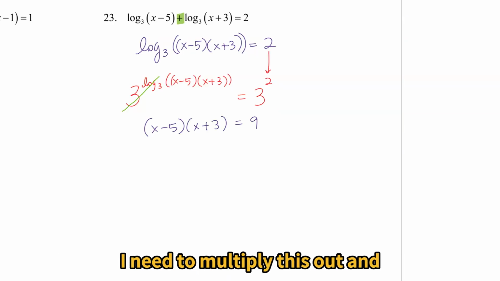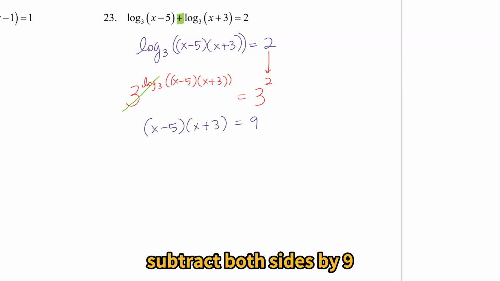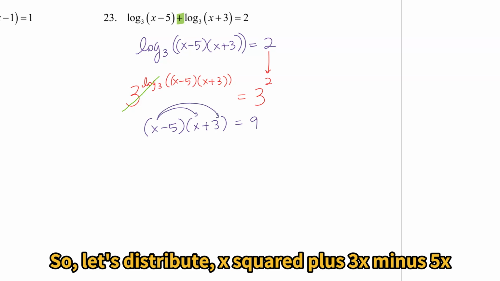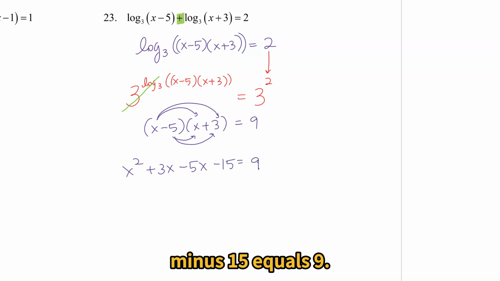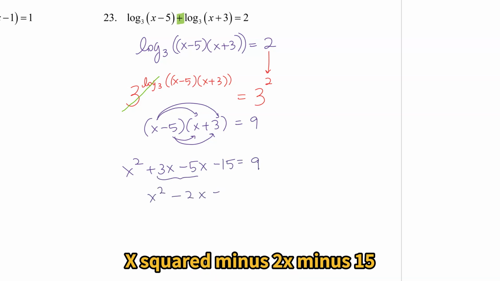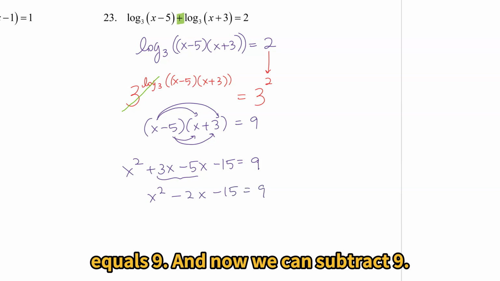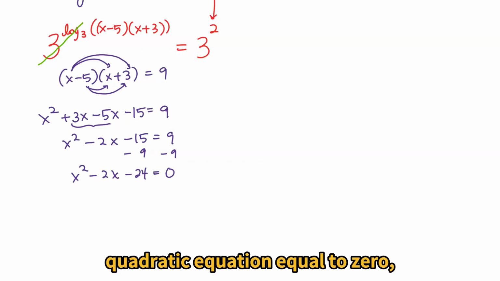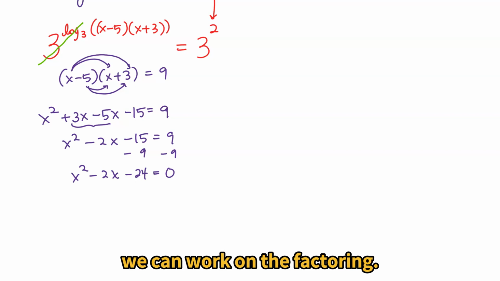I need to multiply this out and subtract 9 from both sides so I get the quadratic equal to 0. So let's distribute: x squared plus 3x minus 5x minus 15 equals 9. X squared minus 2x minus 15 equals 9. And now we can subtract 9, and 15 plus 9 will give me 24. And now that we have our quadratic equation equal to 0, we can work on the factoring.